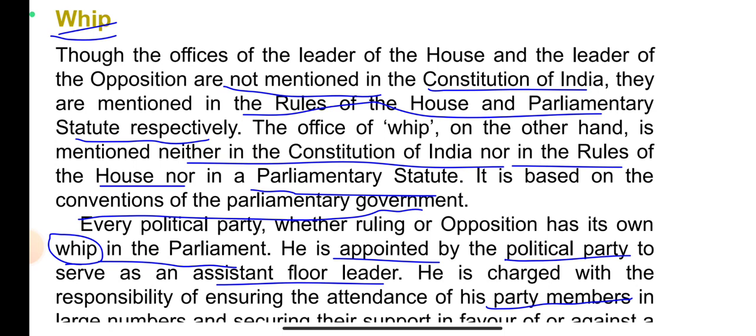Whip. Though the offices of the leader of the house and the leader of the opposition are not mentioned in the Constitution of India, they are mentioned in the rules of the House and Parliament statute respectively. The office of whip, on the other hand, is mentioned neither in the Constitution of India nor in the rules of the House nor in a parliamentary statute. ये तो कहीं पे भी mention नहीं है. It is based on the conventions of the parliamentary government.